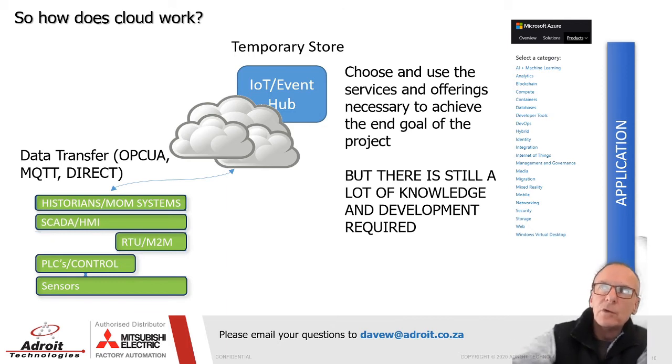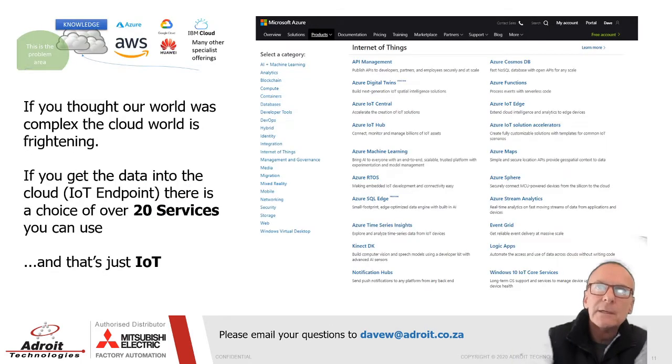So basically, if you look at the Microsoft Azure platform, there's a category, and in each of those categories, there are a lot of services that you have to implement in order to extract the value in some sort of application. So that is a complex animal all by themselves. And if you thought our world was complex, the cloud world is frightening. To give you some idea, if you just take the IoT or the Internet of Things category in Microsoft, there are over 20 services that you can implement on top of that to achieve some value from the Internet of Things data.